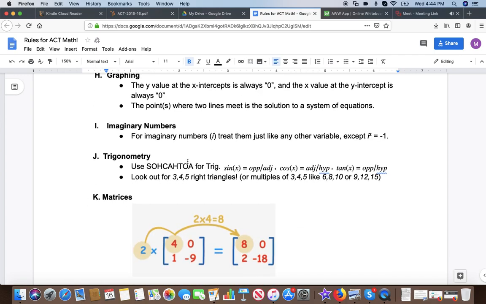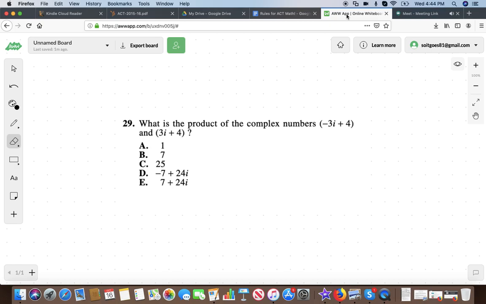Go ahead and read that first bullet point, the only bullet point for imaginary numbers, please. For imaginary numbers, treat them just like any other variable, except i squared equals negative 1. Yeah, except i squared equals negative 1. Let's talk about imaginary numbers. This throws students off a little bit because they don't really understand what it means. First of all, don't complicate it, right? Because you treat i just like you treat x, like any other variable. So all the rules that you know for dealing with variables work the same.